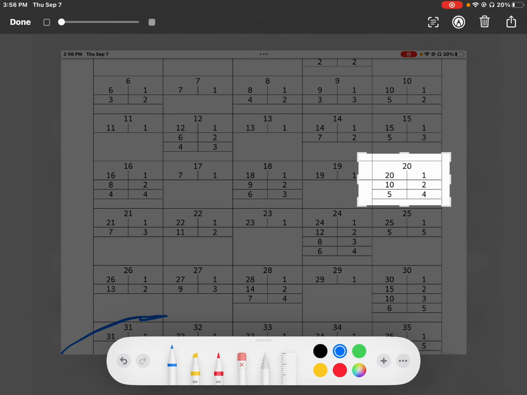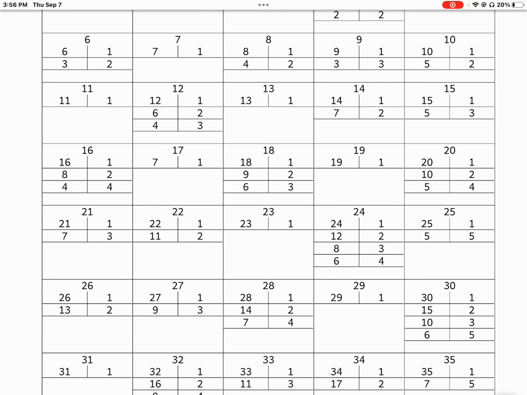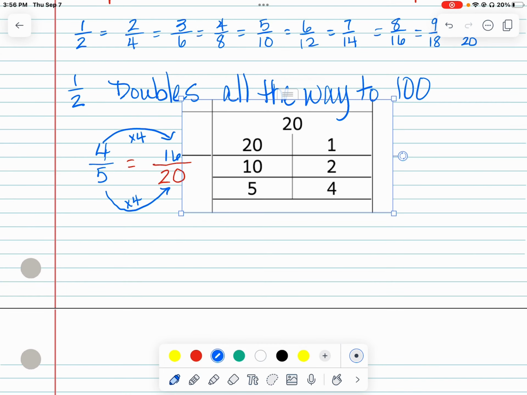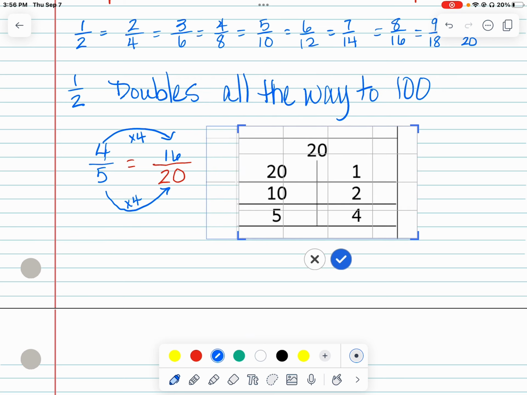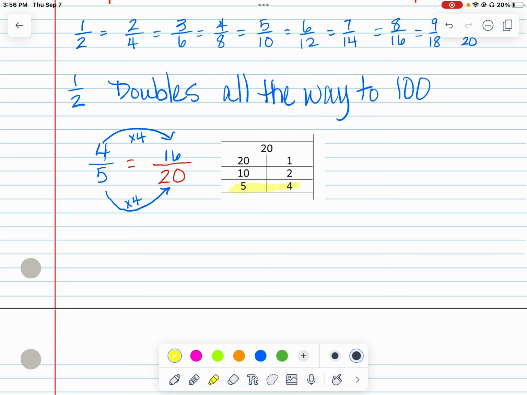I'm going to put this in my document. Having that here allows me to be able to see, oh yeah, here's my factor pair. That's why I know 5 times 4 is 20. That's the basis of a lot of stuff that we're doing with proportions and ratios this year.